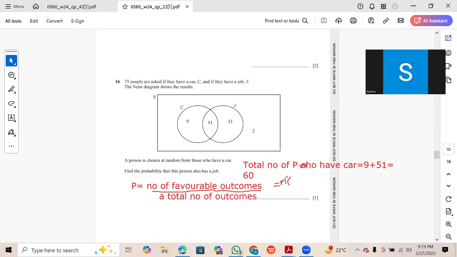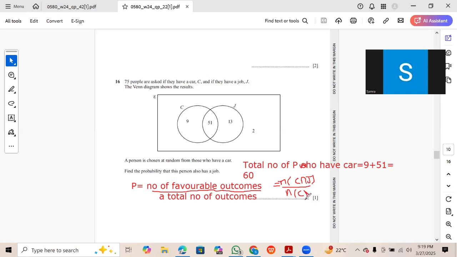Favorable outcomes means who have both, which means C intersection J. We can also consider this as C intersection J, which means number of people who have both car and also the job. So we will divide this by the total number. Total number means number of cars, NC. So this is also the representation of this formula: number of C intersection J divided by number of C.